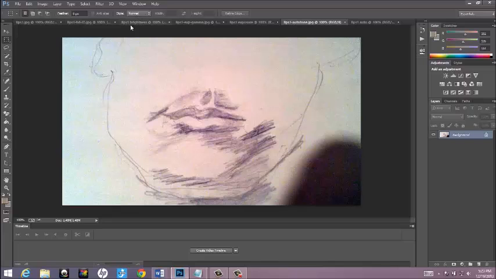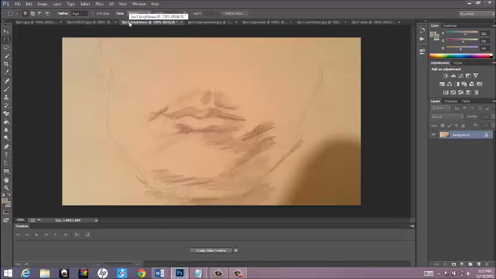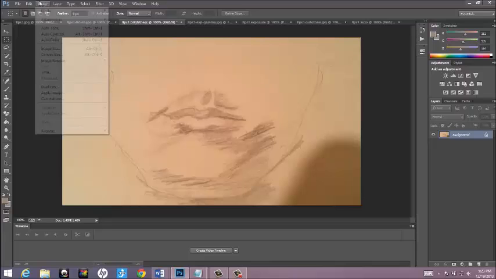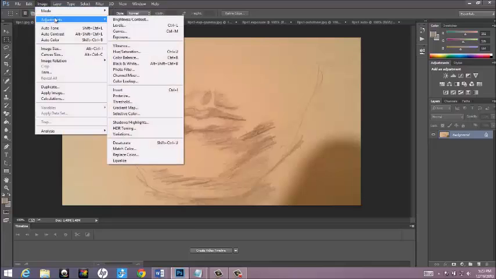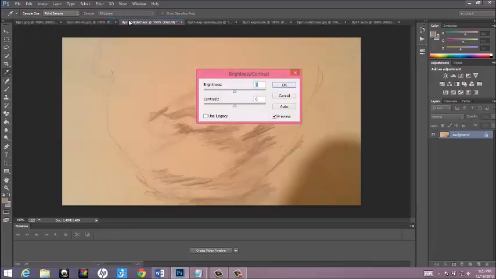With the brightness setting, this is the original image. You go to Image, Adjustment, Brightness Contrast, and you set the image at about the brightness 65.